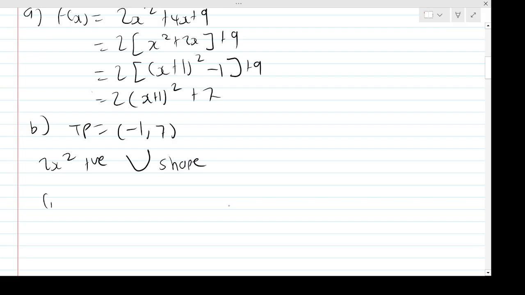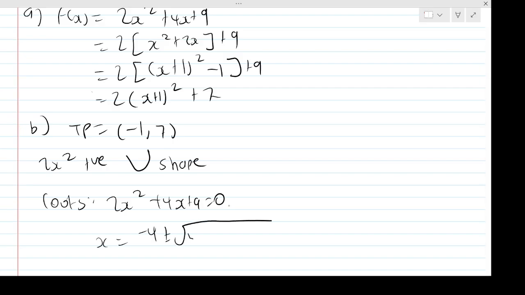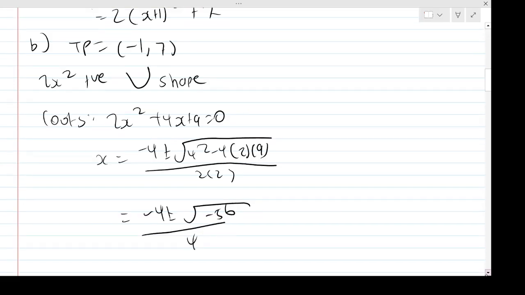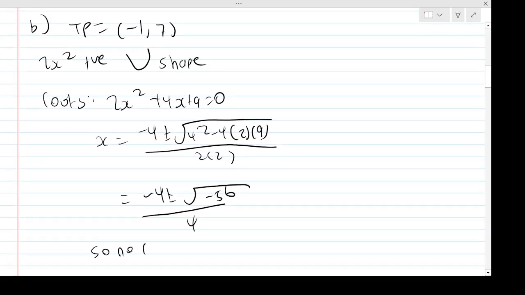Then I need to find my roots. So the roots are when I set it to 0. So the function 2x squared, 4x, and 9 is set to 0. If I use the quadratic formula, x will be minus 4 plus or minus the root of 4 squared, take away 4 lots of 2 lots of 9, over 2 lots of 2. Then if I simplify this, I get minus 4 plus or minus root minus 56 over 4. Now this minus root is a problem. I can't have a negative in a square root. So that means it's undefined, so no real roots. So it will not cross the x-axis, okay?